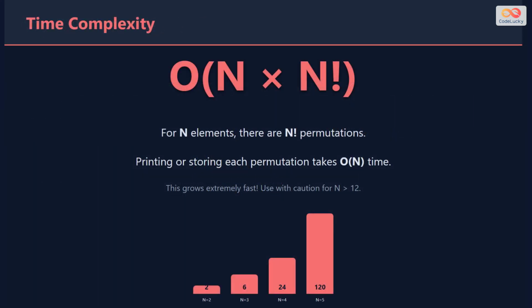The time complexity is big O of n times n factorial. This is because there are n factorial permutations, and for each one, we take linear time to print or store it. This growth is extremely rapid, so be careful. This algorithm is typically used for small inputs, usually where n is less than or equal to 12.